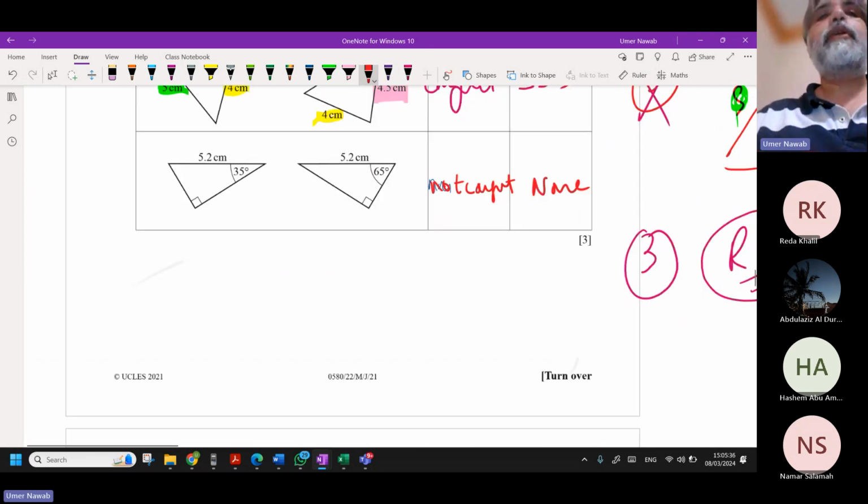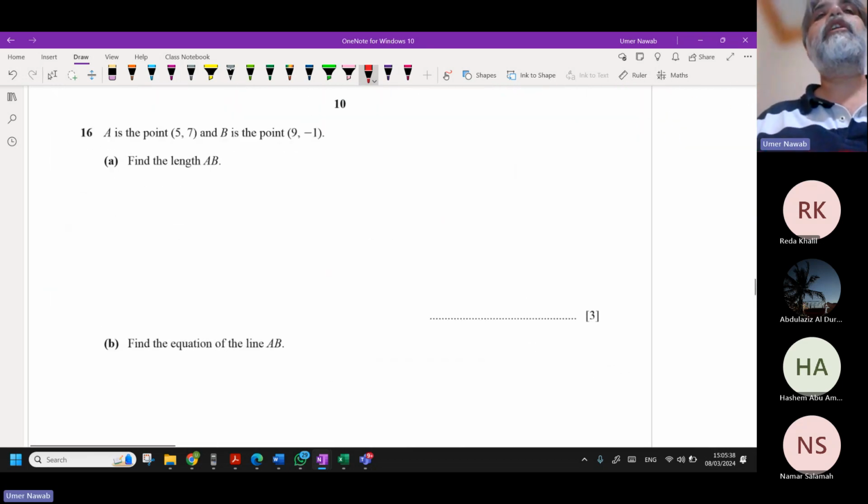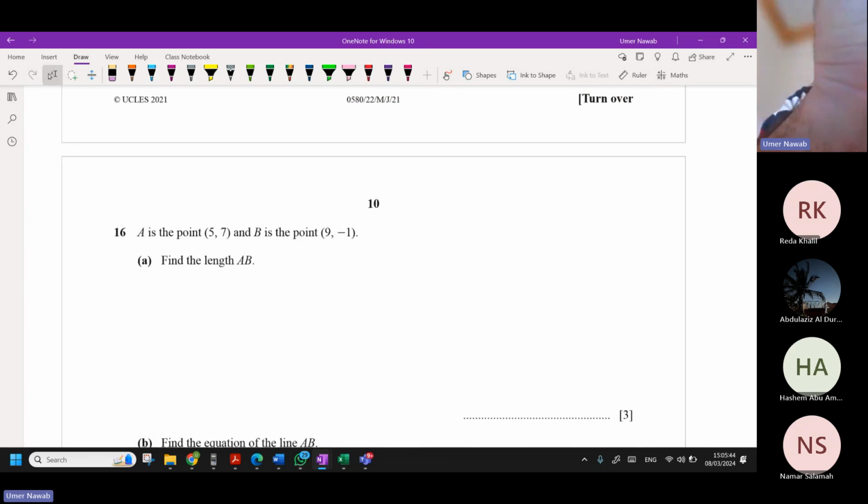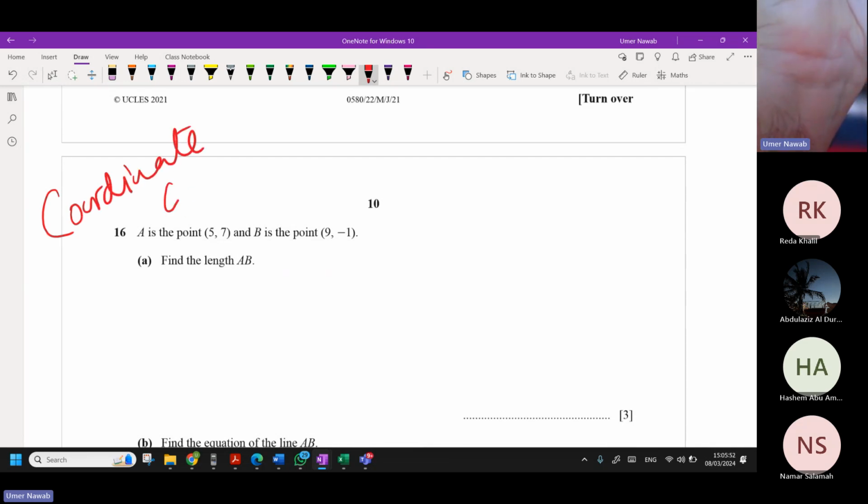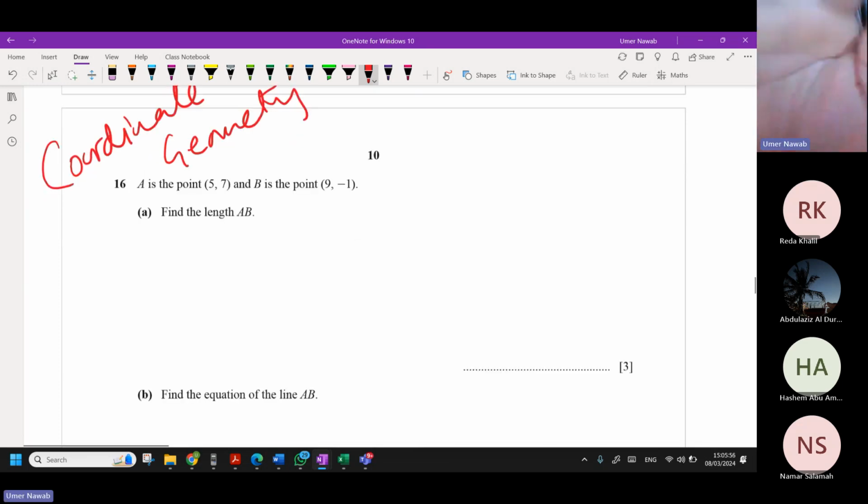None. No properties. Next question is on coordinate geometry. Alhamdulillah, in grade 10, I have taught you coordinate geometry. Coordinate geometry can be considered in algebra, guys, or can be considered in geometry, but I will write it separately because I have taught you coordinate geometry in grade 10. So you can easily identify this question came from coordinate geometry.